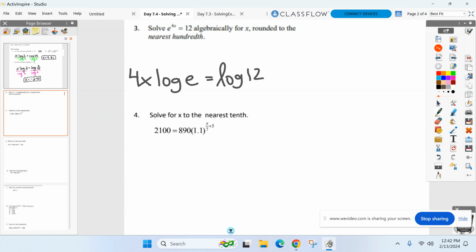Okay, we could do this now in 2 steps to solve for x, or we could do it in 1 step. Your calculator can handle both, and so can you. It's just a matter of what you're comfortable with. You can divide by 4, divide by log E in 2 separate steps, or you can do it all in one and divide by 4 and log E all in 1 step.